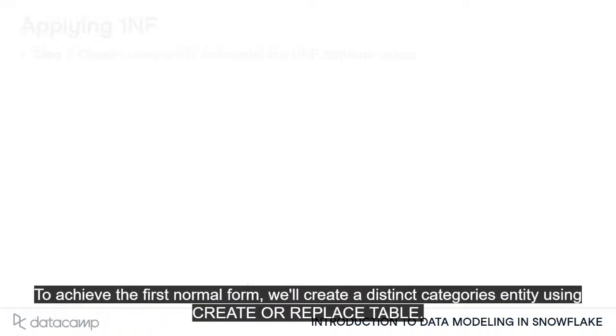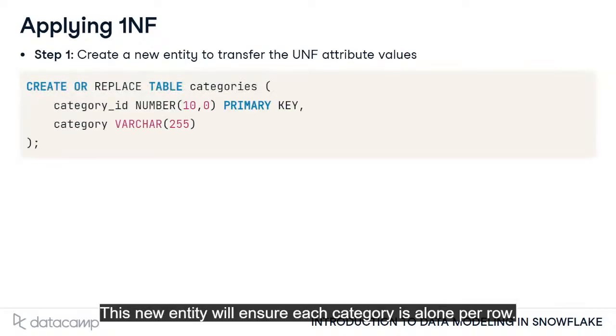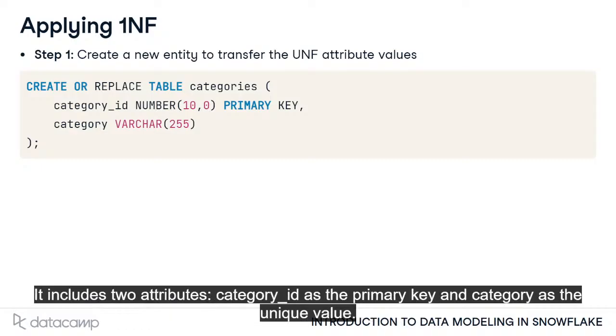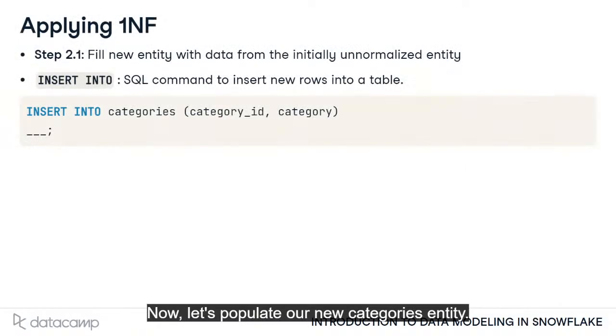To achieve the first normal form, we'll create a distinct categories entity using CREATE OR REPLACE TABLE. This new entity will ensure each category is alone per row. It includes two attributes, category ID as the primary key and category as a unique value. This setup paves the way for future relationships in our data model. Now, let's populate our new categories entity.